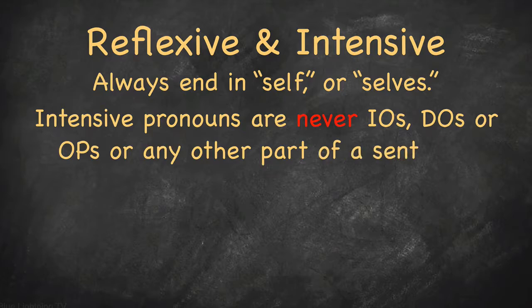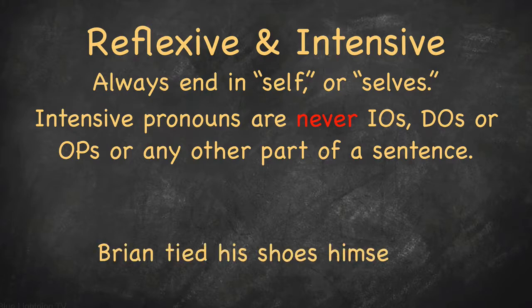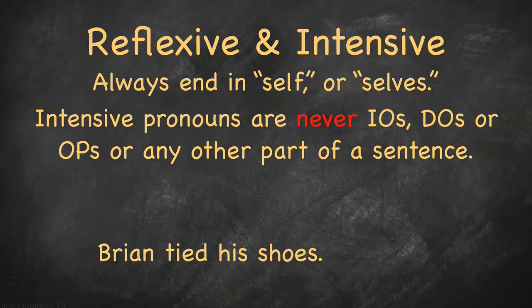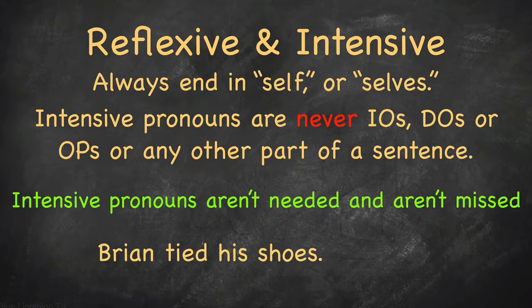On the other hand, intensive pronouns are never one of those parts of the sentence. They are simply added for emphasis and can be removed from the sentence. In the sentence, Brian tied his shoes himself. Himself is intensive because it isn't a DO, IO, or an OP. It's just making a big deal out of Brian's accomplishment. Intensive pronouns aren't needed and aren't missed when they're taken out of a sentence.